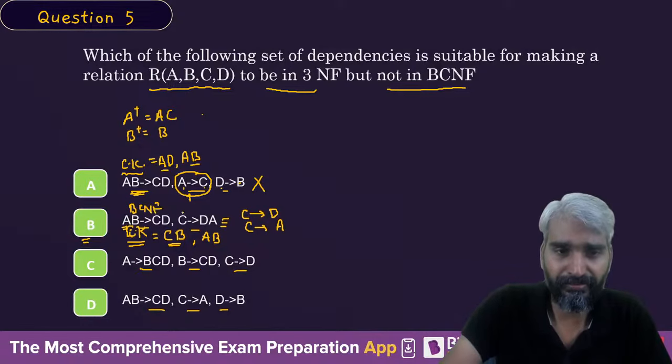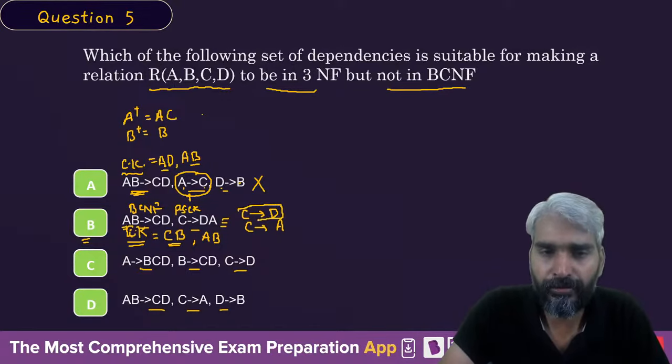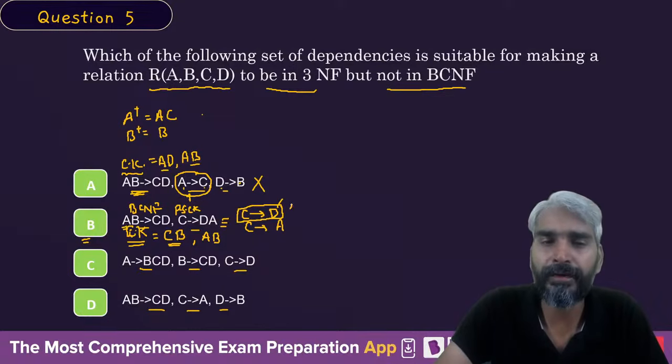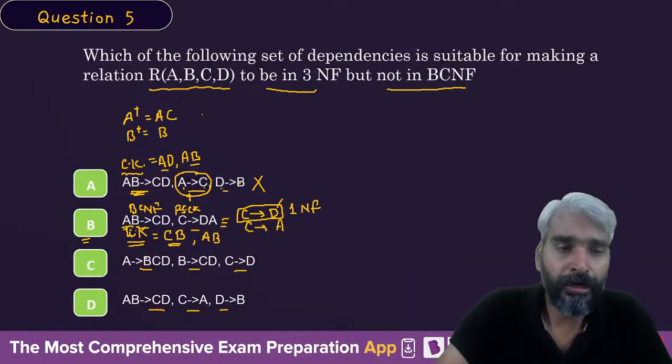This is in BCNF, but this is what? A proper subset of a candidate key. And this D, when you look at it, C implies D, then this is a non-prime attribute. Therefore, it is in 1NF. It is in 1NF. What about option C?